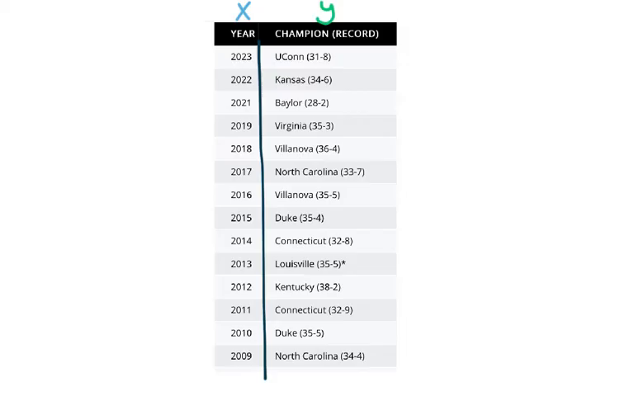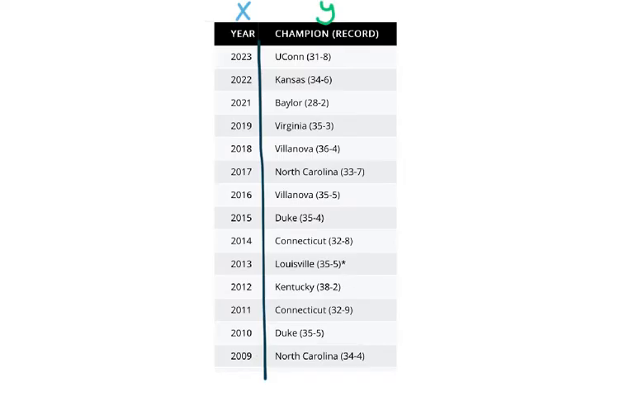I want to compare this to the NCAA men's basketball tournament. Every year of the tournament, there is one winner. So 2009 there was a winner, 2010 there was a winner. Every single year there's just one winner. However, what you'll notice is that some teams win twice. North Carolina won in 2009 and 2017. Same for Connecticut and Villanova and some of the other teams.